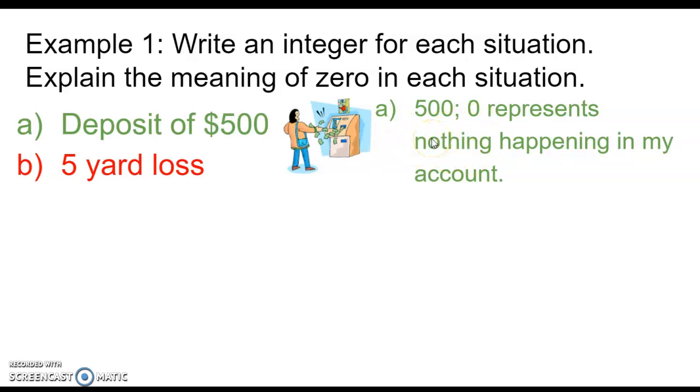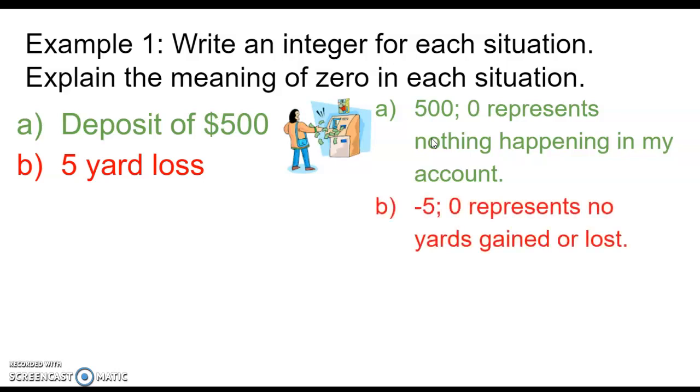Now, a 5-yard loss, think of football. If I'm losing 5 yards, I'm going down 5 yards, right? I'm negative 5 yards. 0 represents no yards gained or lost, right? And this is the second part. The first part is negative 5. The second part is explaining what 0 means. So 0 in this situation means there's no yards gained or lost.